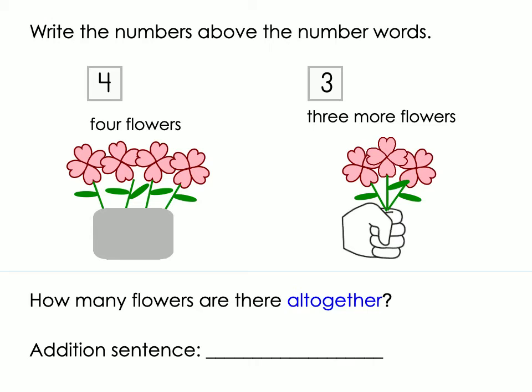That word altogether, the blue one, tells us that we are going to be adding, and our answer is going to be the total. So what is our adding sentence going to be? Well, we have 4 and we have 3 more, so we'll do 4 plus 3. 4 plus 3 is 4, 5, 6, 7. The answer should be 7. There we go. That's how we do the first one.